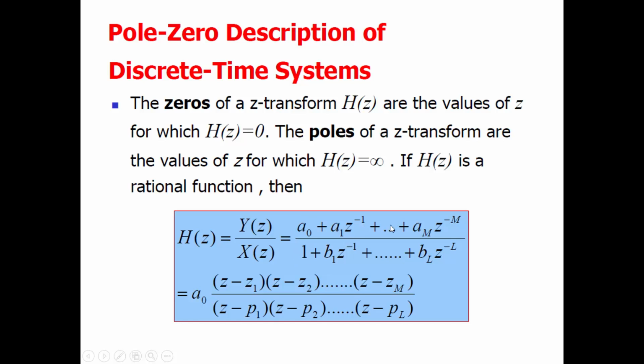Now if you factorize the numerator polynomial and the denominator polynomial, you will get a general expression like this. Now if you see z1, z2 and zM values, these are those values. If you put these values here in this expression, this will make H(z) go to 0. And if you put p1, p2 and pL values, these values will make the H(z) expression go to infinity. So zeros take the value of H(z) to 0, poles take the value of H(z) to infinity, right? Where A naught is a constant, which is the gain of the system.